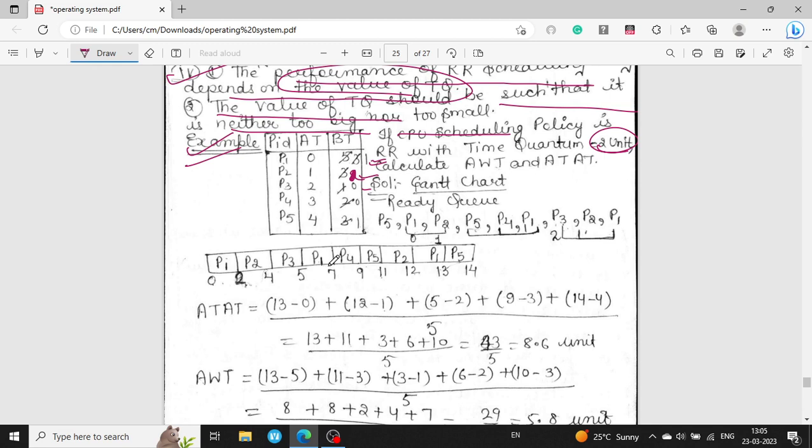After that P1 again came and uses 2 seconds. 5 plus 2 is 7. After that P4 came. It uses 2 seconds. And after that P5 came, used for 2 seconds. Then P2 came, used for 1 second. Then again P1 came, used for 1 second. And again at the last P5 came, it uses 1 second. Now you can find arrival time, average turnaround time and average waiting time.